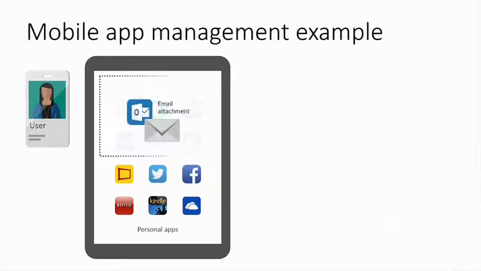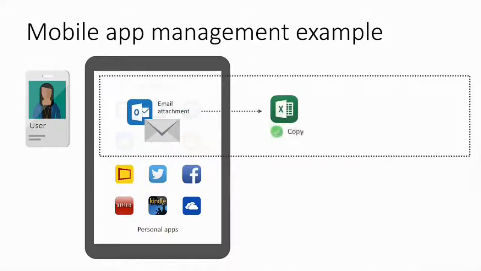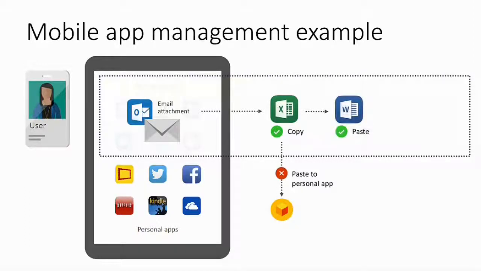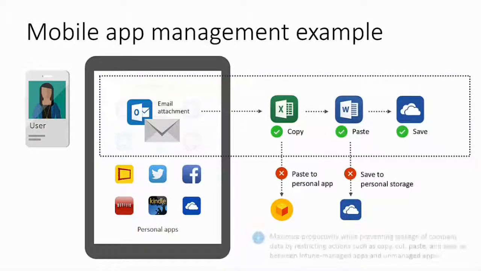So if we look at this very quickly, you have an email attachment that's got an Excel spreadsheet in it. And then the ability to copy it is there, but you cannot paste it to a personal application. However, you can paste it to a managed application like Word, but you cannot save it to personal storage, but you can save it to the company OneDrive. So that maximizes productivity while preventing leakage of company data by restricting actions such as copy, cut, paste, and save as between Intune managed apps and unmanaged applications.